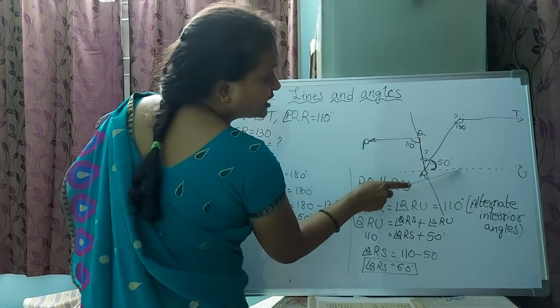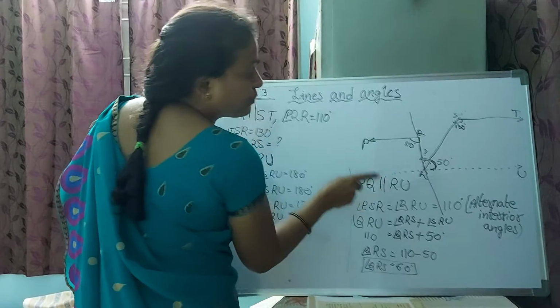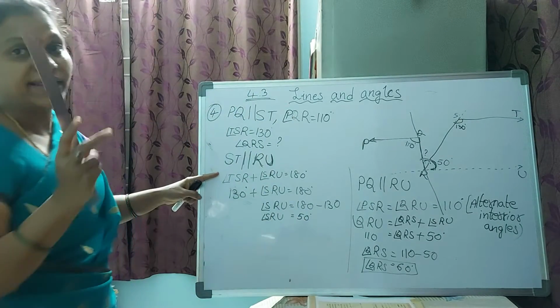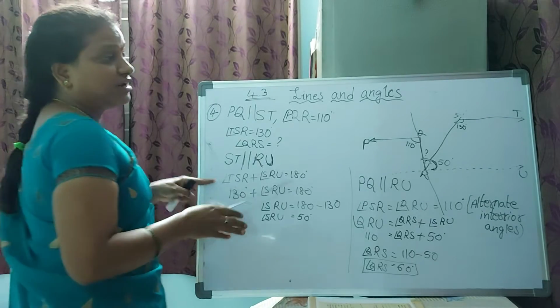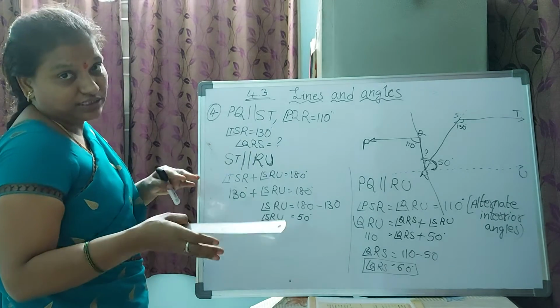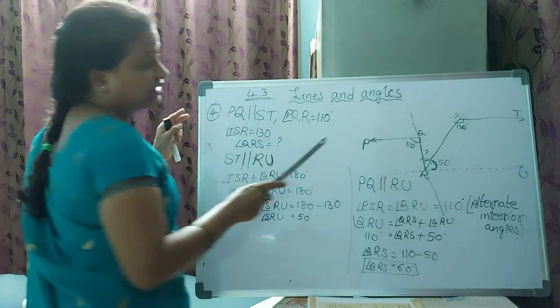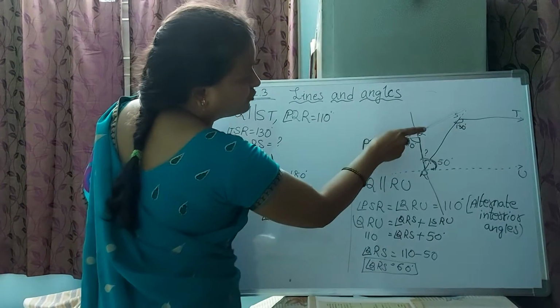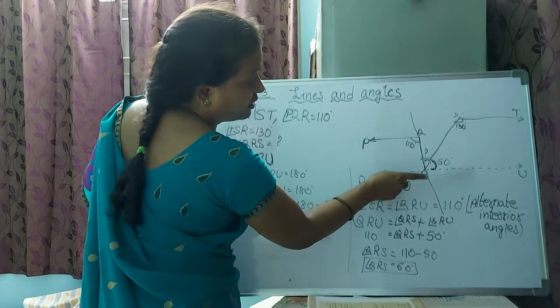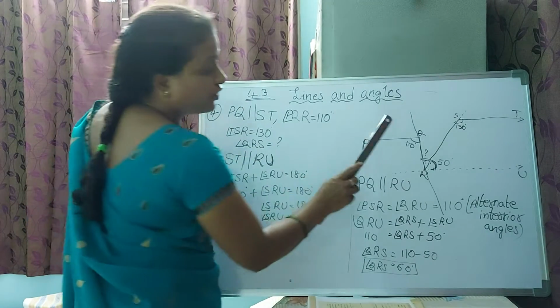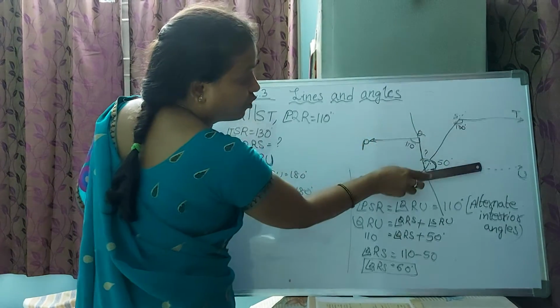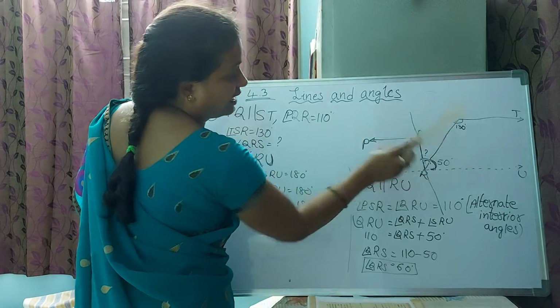If this line is parallel to ST, it means it is also parallel to PQ. If two lines are parallel to a third line, then they are parallel to each other. So if this line is parallel to this one, automatically this line is also parallel to this one. So first forget this one and observe only these two parallel lines.